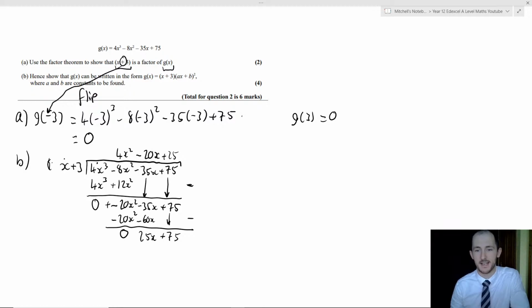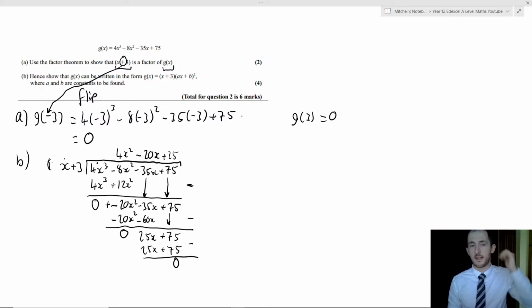And then we times it again. So we get 25x plus 75. Subtract it and we should get 0. If we get 0, that's a good sign. That means we can actually continue with the question. If you didn't get 0, then go back and see if you made a mistake like I did, and see if you did the minus incorrectly and things like that.